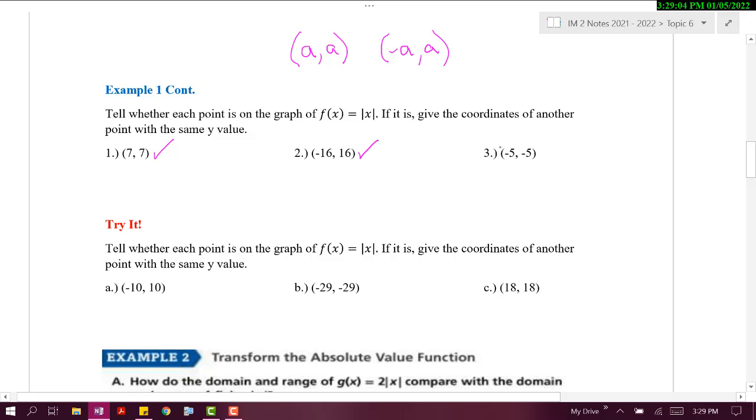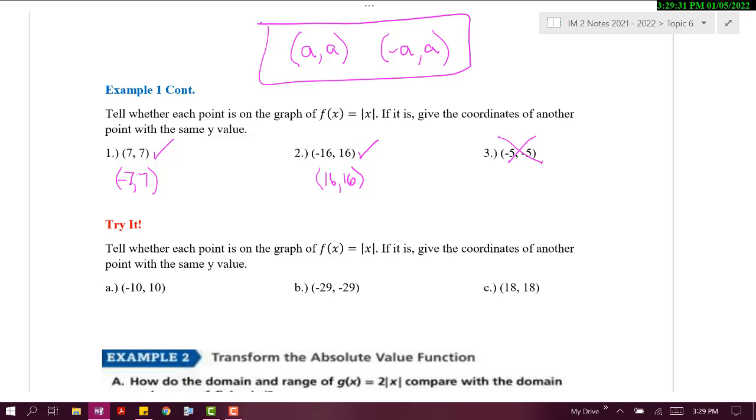Negative 5, negative 5, no, we can't get a negative out of the absolute value. So, another point we can put on 7, 7, we do negative 7, 7. And negative 16, 16 would be 16, 16. So these are really your only two options for a regular f of x equals the absolute value of x. They're either the same number, or the first one's negative and the second one's positive.